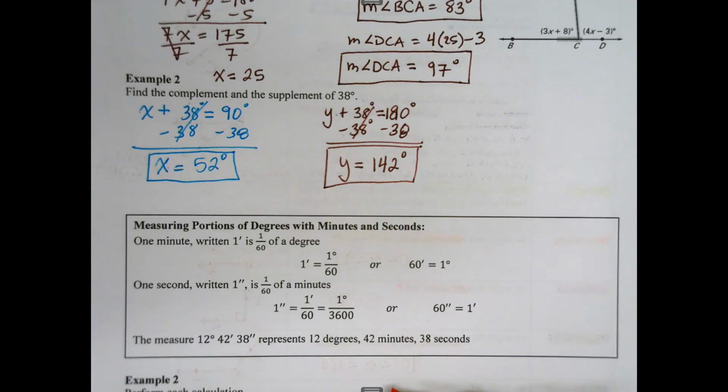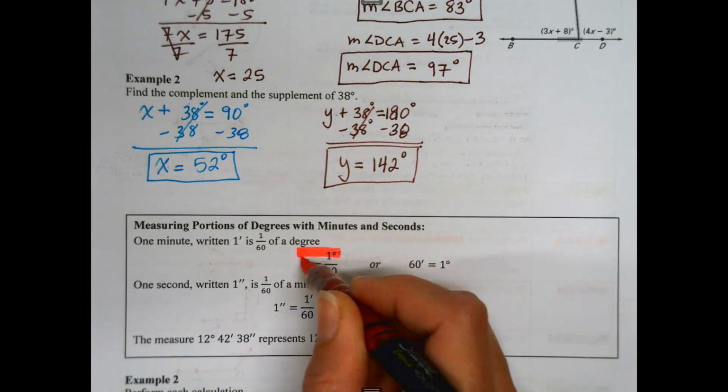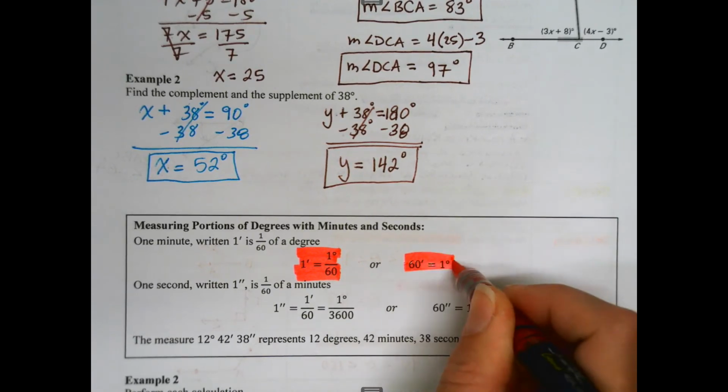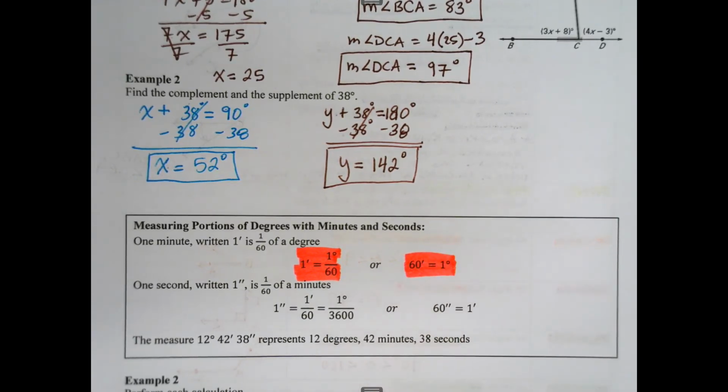1 minute, written as 1 with an apostrophe, is a 60th of a degree. Or in other words, we could say 1 minute is equal to 1 over 60 degrees. Or 60 minutes is equivalent to 1 degree.